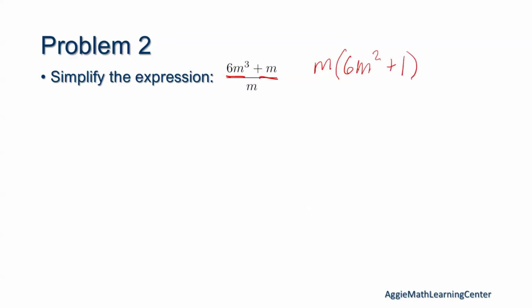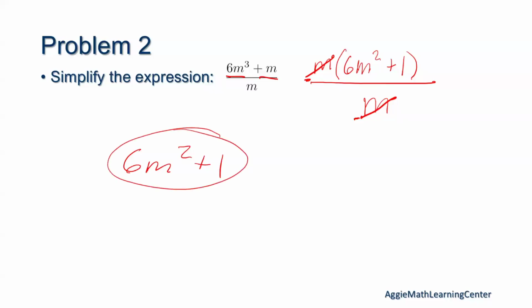The reason it's plus 1 and not plus 0 is because when we're pulling stuff out, we're almost dividing each term by the m. So m divided by m is 1, not 0. Then at the bottom, we just have our m. So now the top has an m and the bottom has an m, so those divide to 1. We're left with 6m squared plus 1. Any questions on that one?